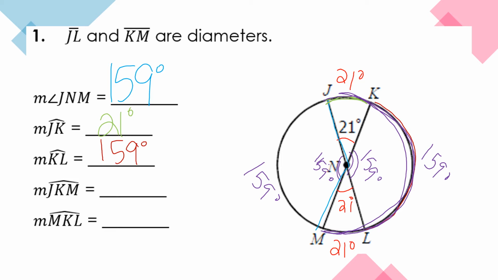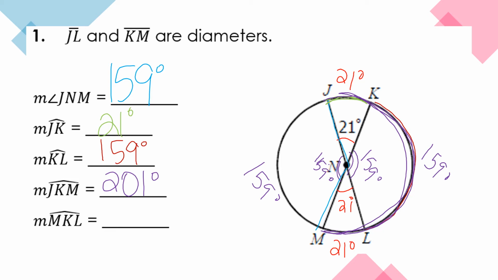So you can add 21, 21, and 159. That's one way to find it. So that's going to be 201 degrees. The other thing you could do is you could say, well, it's everything besides JM, and you could subtract 159 degrees. 360 minus 159 would also give you 201 degrees.